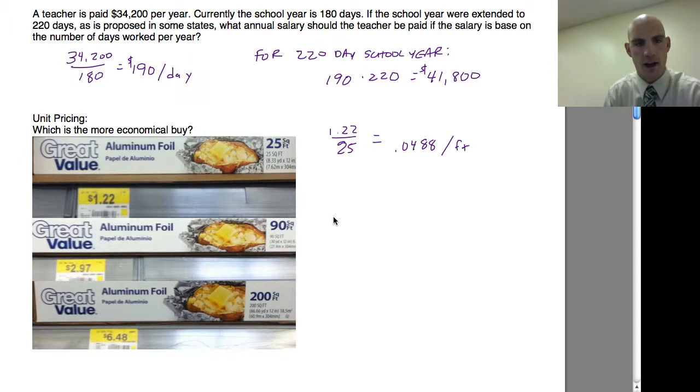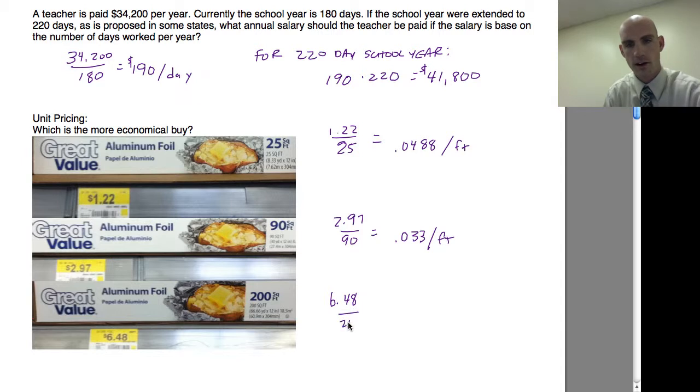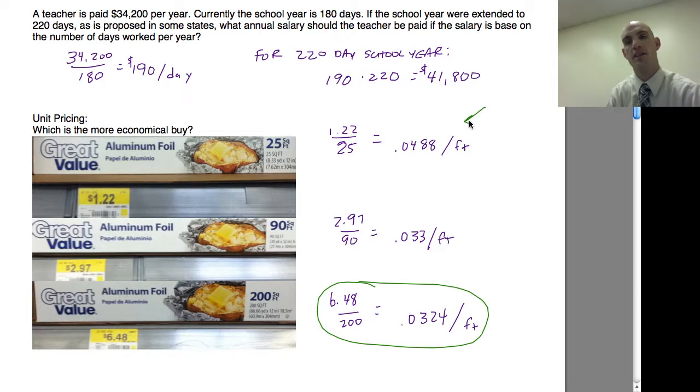If I do the next one, I have $2.97 divided by 90. That's 2.97 divided by 90, which gives me 0.033 per foot. So far this middle one is cheaper. On the bottom here I'll have 6.48 divided by 200, which equals 0.0324 per foot. So my more economical buy is going to be down here, but it's actually not by much. But you can see that this top one is not nearly as good a deal as the bottom two.